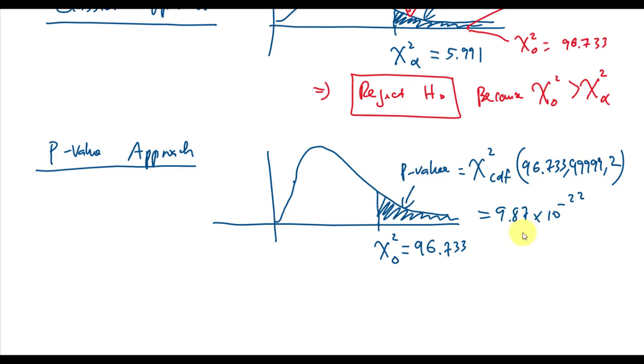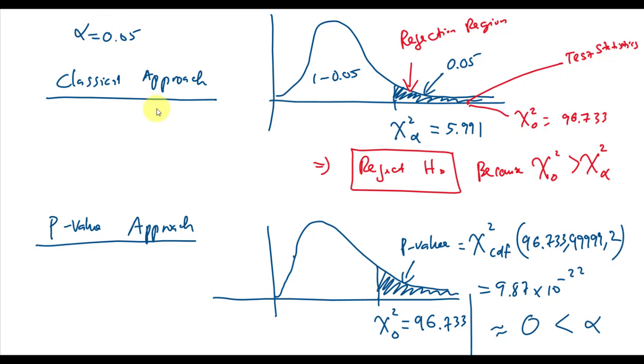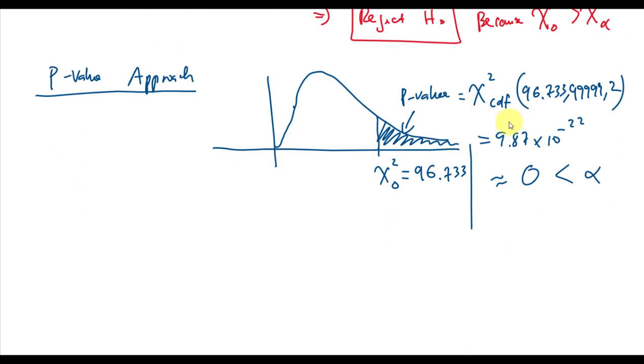Wow, this is extremely small with a lot of zeros, right? So that is like 0 because it's extremely small. So you can think of that as 0. And of course 0 is less than alpha. Alpha is 0.05. If the p-value is less than alpha, we also reject the null hypothesis. So either way, you still end up with the same conclusion. We reject the null hypothesis.